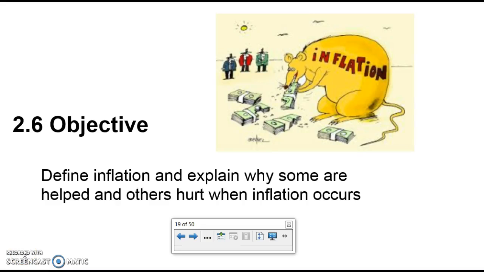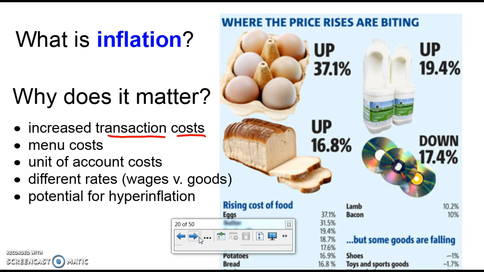Today we're going to do 2.6 and learn a little bit more about inflation, what causes inflation, and why some people are helped and others are hurt when inflation happens. So first of all, what is inflation? It's not the increase in the price of one good or two goods. It's the overall increase in the price level, as we said before, as measured by a price index.